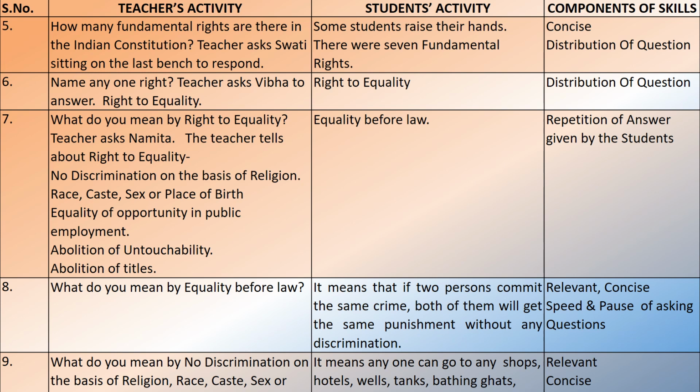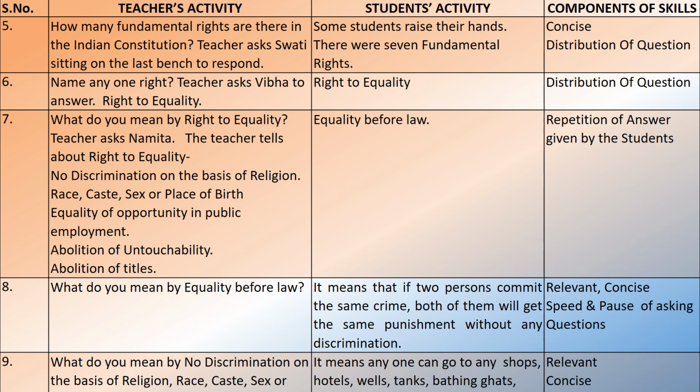The teacher will ask, what do you mean by equality before law? The student will answer, it means that if 2 persons commit the same crime, both of them will get same punishment. The component used is relevancy, conciseness, speed, and pause of asking questions.